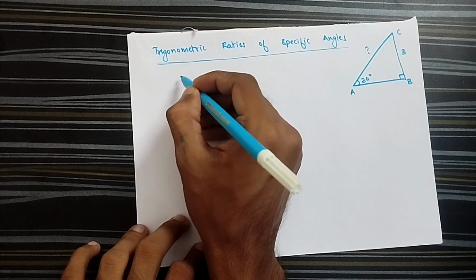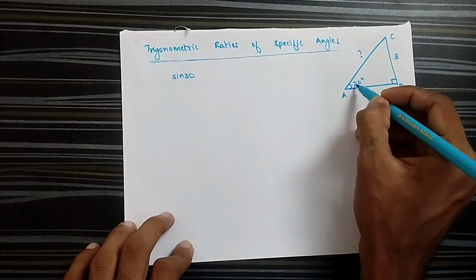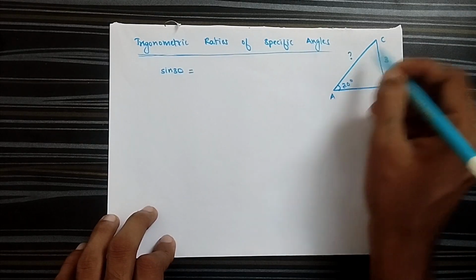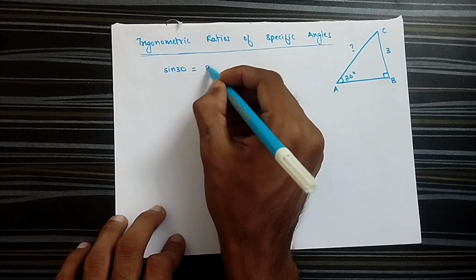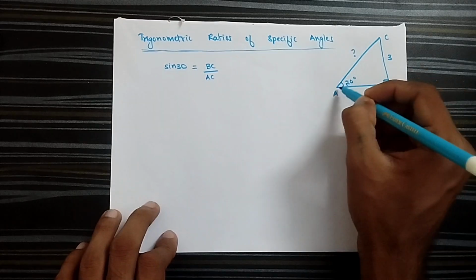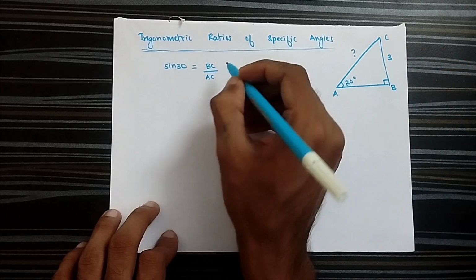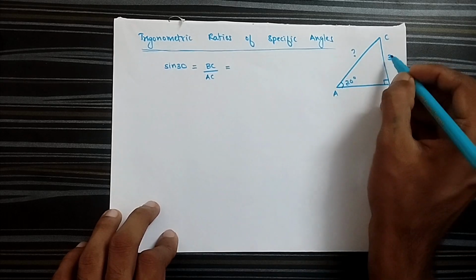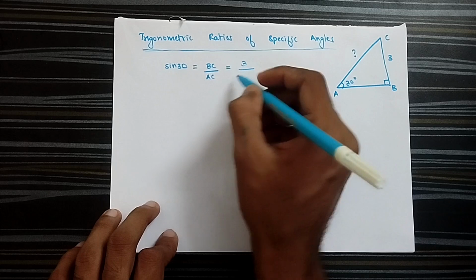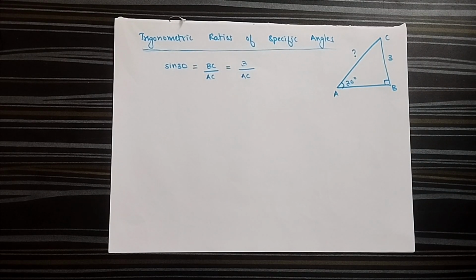First of all, I'll just write sine 30. Sine 30 would refer to this angle. Sine 30 would equal opposite by hypotenuse, BC by AC. Opposite to this angle would be BC by hypotenuse AC. So BC we already know. BC is 3 units. So 3 divided by AC, the unknown figure.